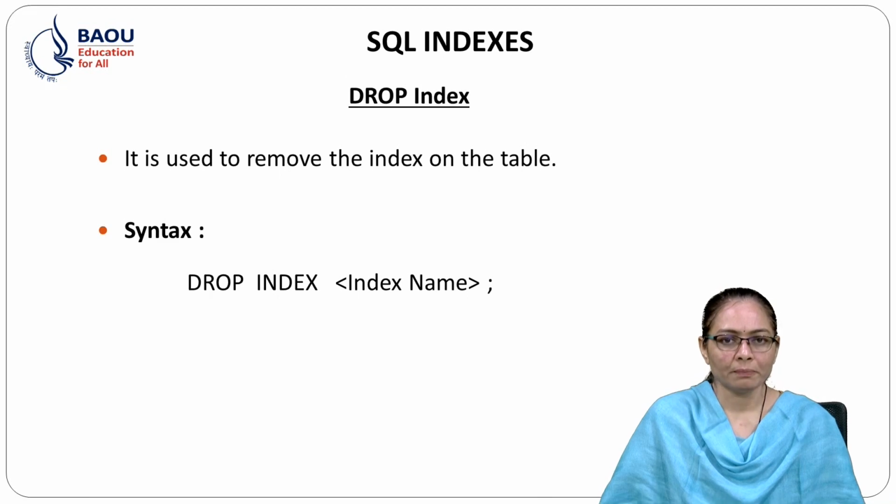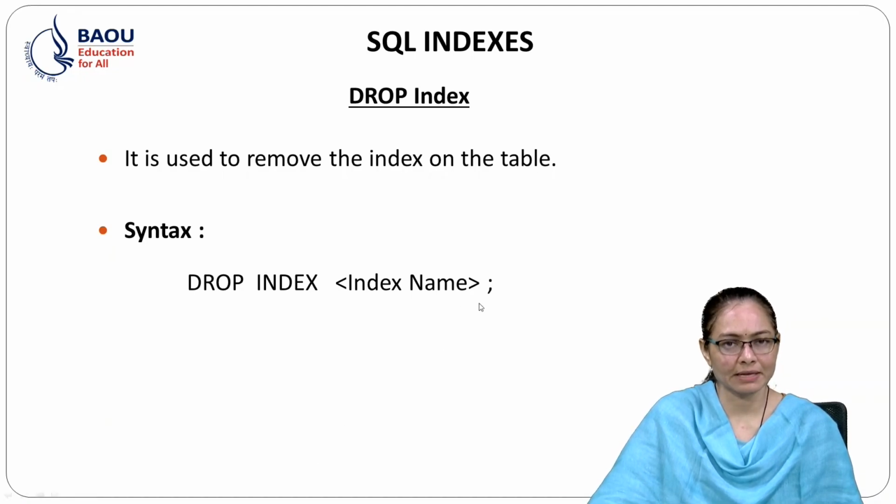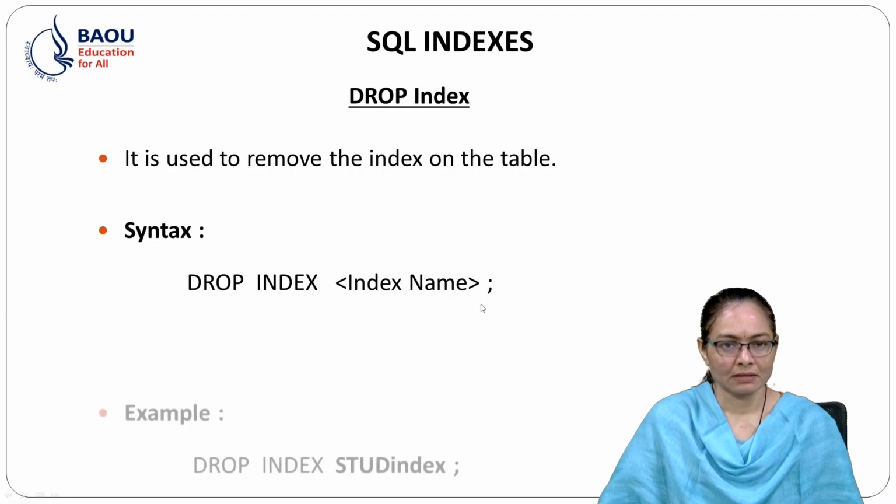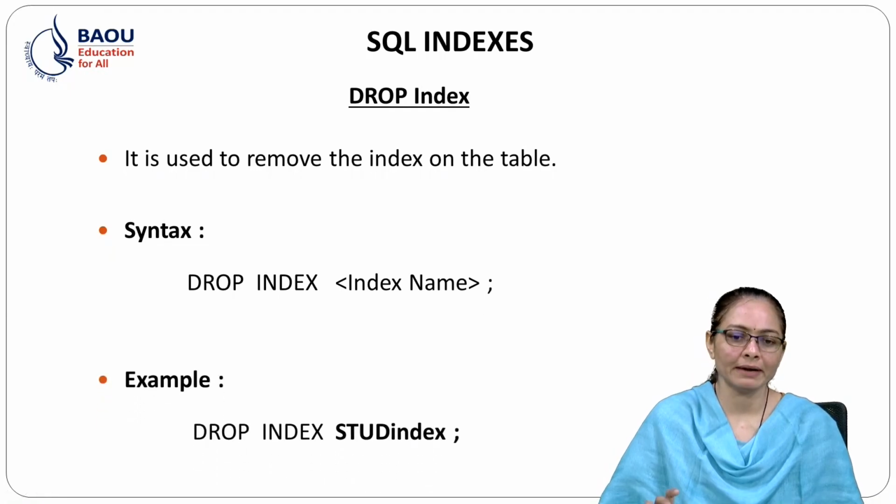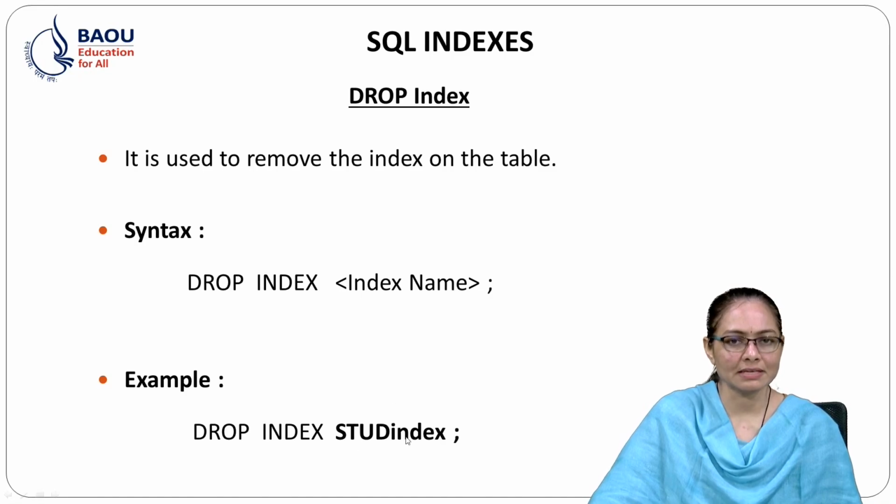Now, drop the index. How to drop an index? If we want to remove an index on the table, then this command is used. See the syntax: drop index and the index name. For example, drop index stud index. This index is removed from the table student.